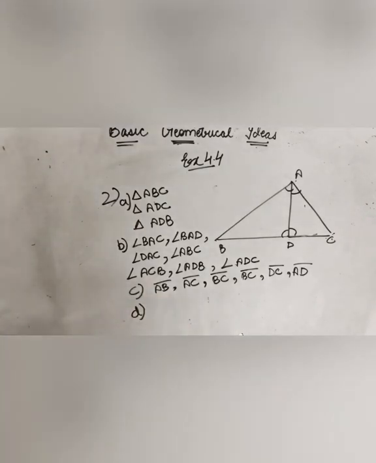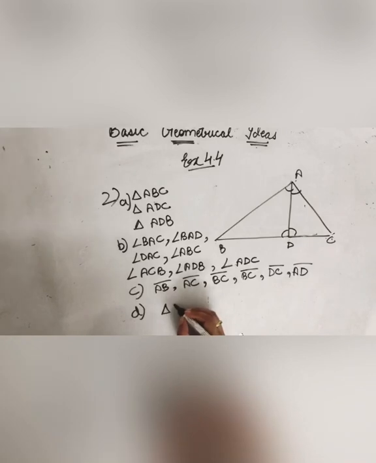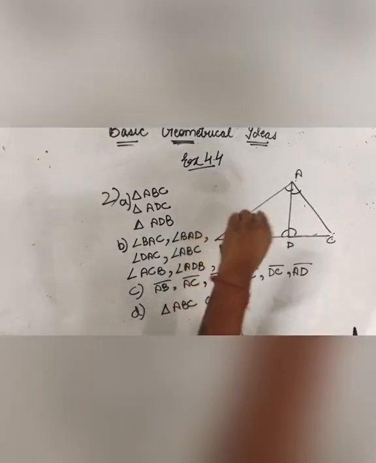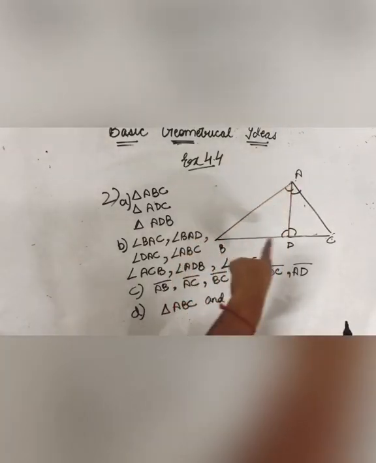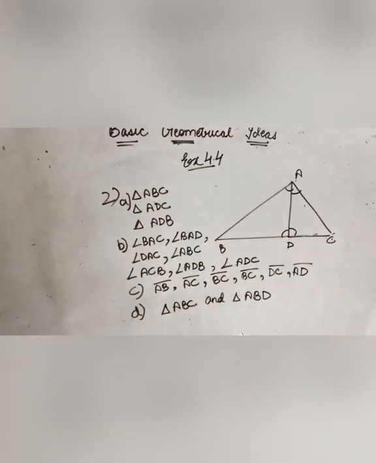D part, write which 2 triangles have angle B as common. Which 2 triangles have angle B? First is triangle ABC and the second triangle having angle B is ABD. These are the 2 triangles.